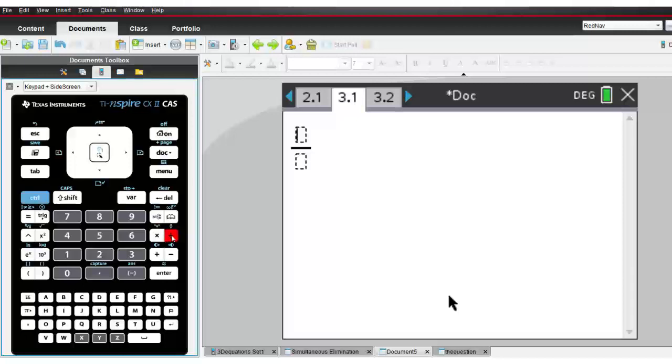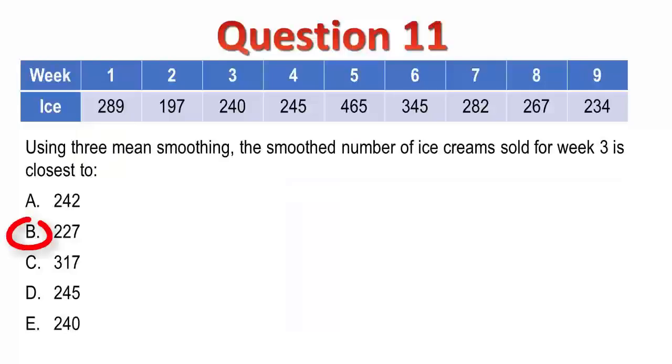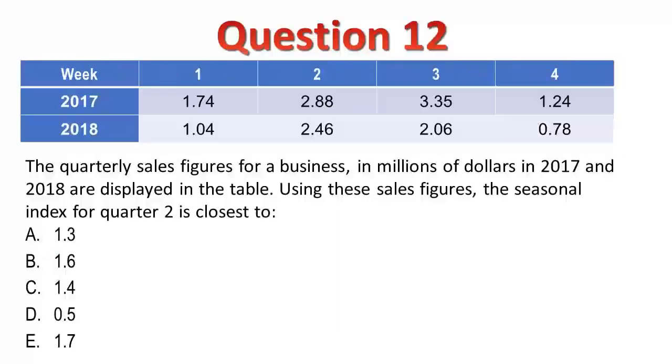We calculate the mean by typing in the numbers directly, 197, 240, and 245, and then divide by 3. Of course, I could have used the mean command again, but I've got my average, 227, which is closest to option B. Okay, question 12.